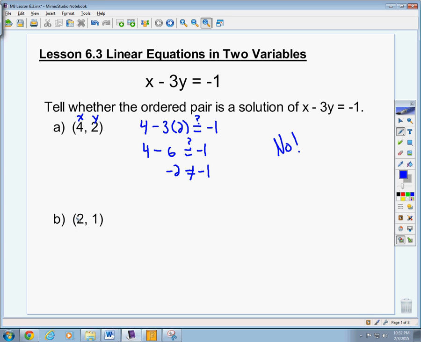Do the same thing. This is our x value, this is our y value. Input it into this equation. 2 minus 3 times 1, does that equal a negative 1? 2 minus 3, does that equal a negative 1? Yes, it does.